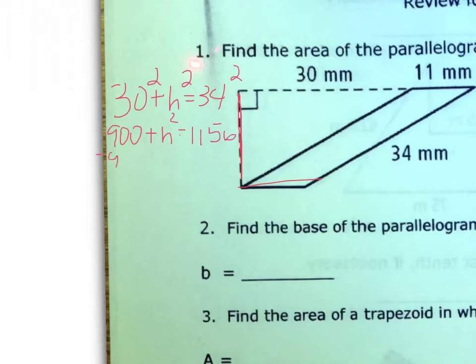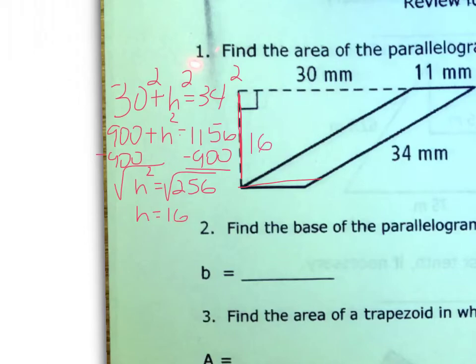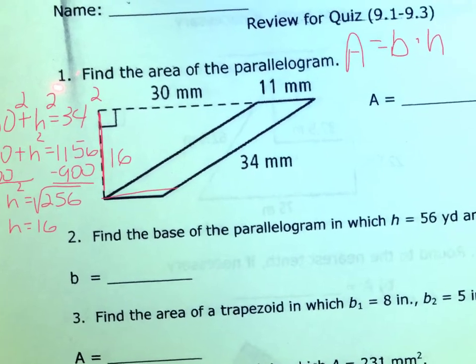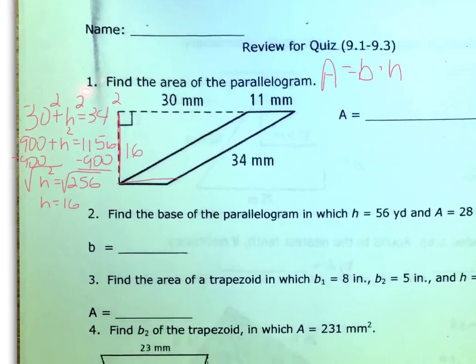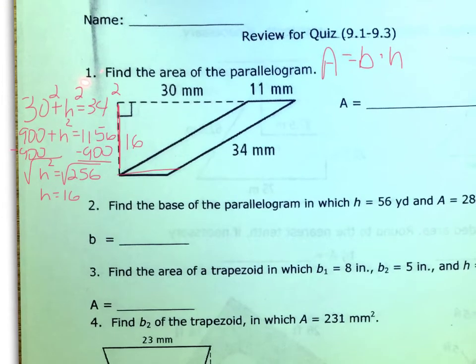Then you subtract 900 from both sides. You get 256. And then the square root of that is 16. So 16 is the height. That's the height, okay? And then you come back to the formula and you plug that number into the height. So A equals, the base is 11, so it's 11 times 16, and that equals 176.